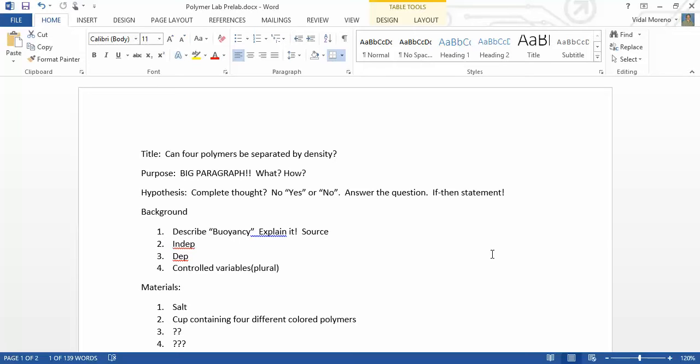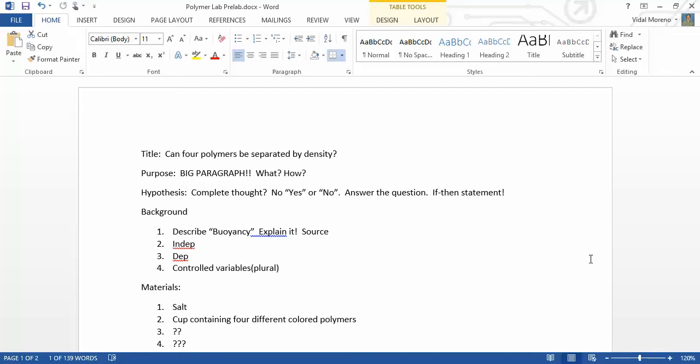Copy and paste the URL. Look up buoyancy on Wikipedia. Copy and paste where you found the explanation. Well, I'm talking about how we have to look up the density. No, that one I gave to you. Okay. All right.